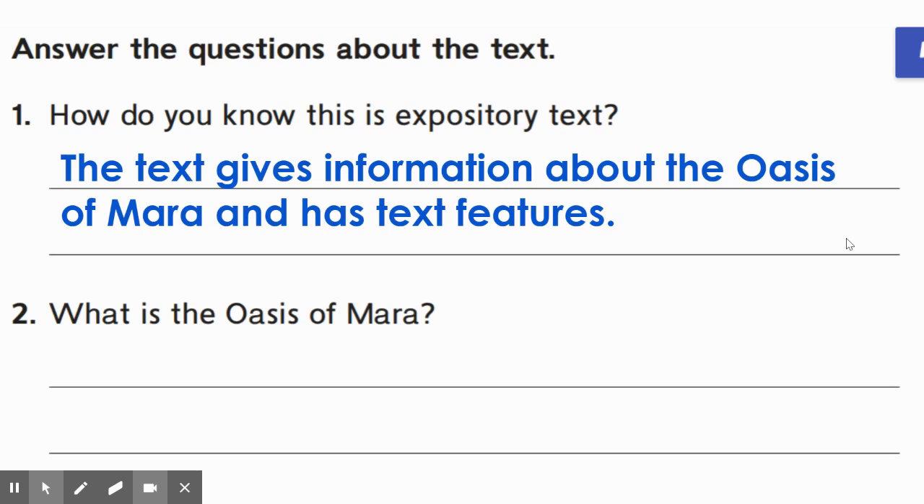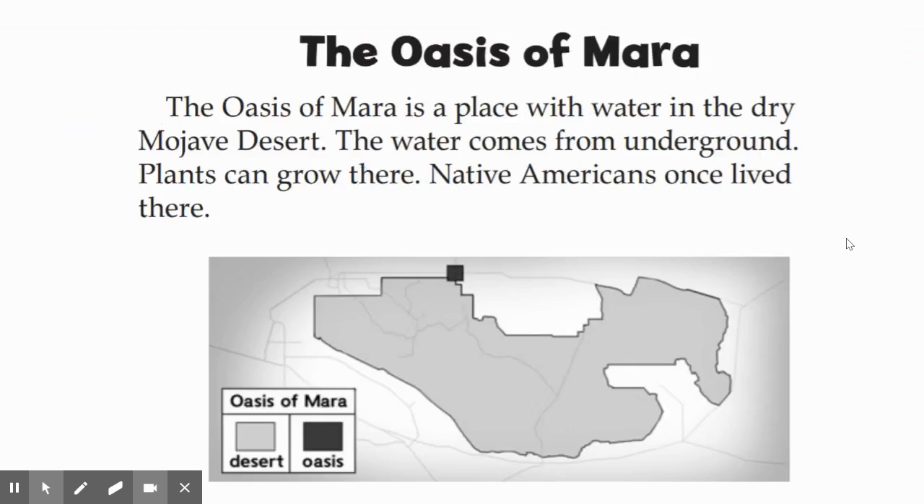Number 2. What is the Oasis of Mara? Great question, second graders. We just read about it. Can anyone remember what it is? Could you explain to someone else or a classmate who asked you this? Or do we need to go back and reread, which is a great strategy? Let's see if I can reread and find my answer. Remember, the question was, what is the Oasis of Mara? Let's reread to find out.